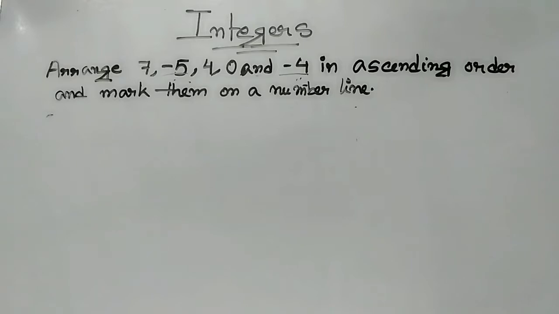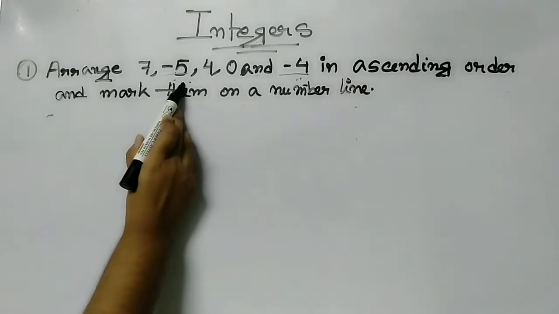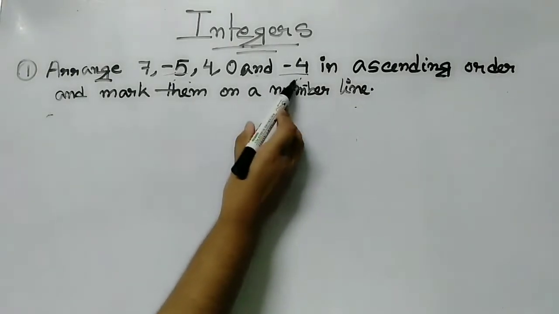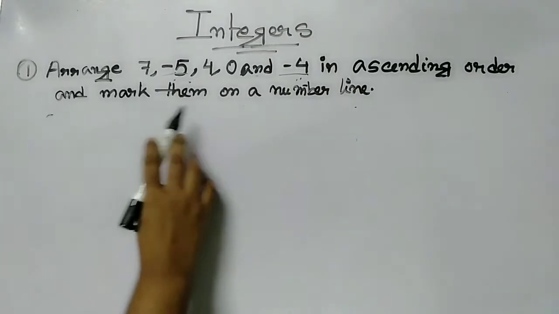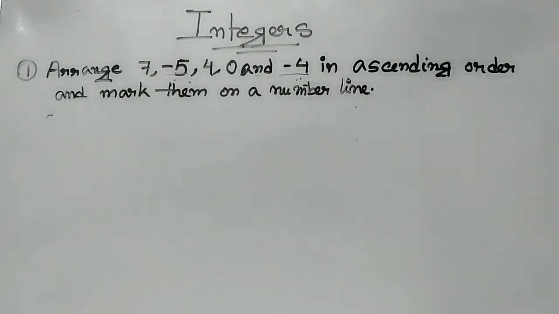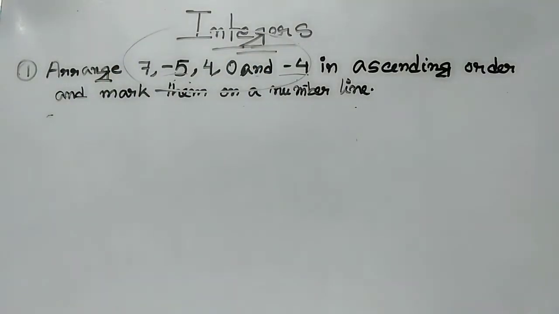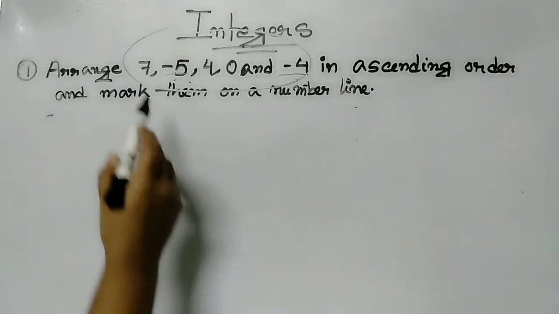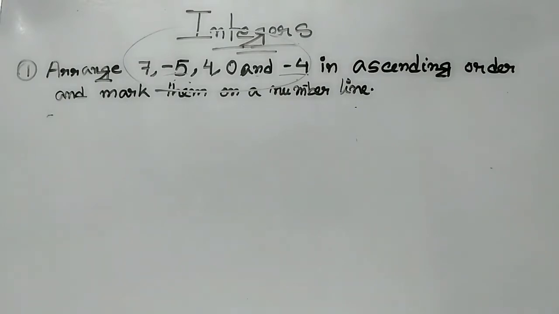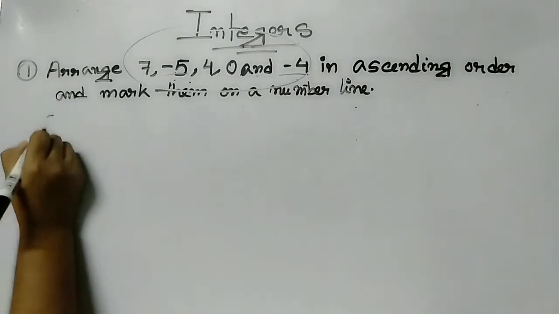Today I am going to solve some problems about integers. So, let's start. Number 1 problem. Arrange 7, minus 5, 4, 0 and minus 4 in ascending order and mark them on a number line. So students, at first we have to arrange these numbers in ascending order. Ascending order means small to big. That is, we have to arrange these numbers from small number to big number. So let's start.